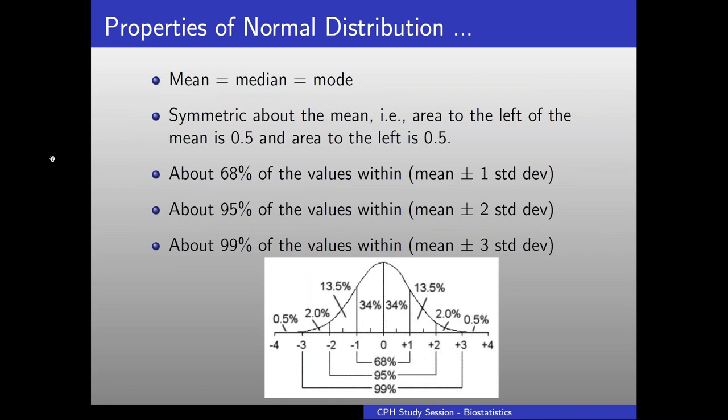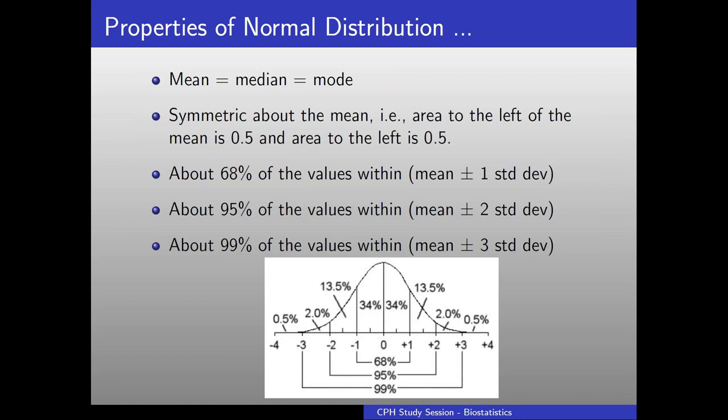There are some very nice properties of the normal distribution. As I said, the mean, median, and mode all coincide. That happens at the peak here. Symmetric about the mean means that the area to the left of the mean is 0.5 and the area to the right is 0.5. Because the area under the entire curve is 1, the area to the left and right of this symmetric line is going to be 0.5.